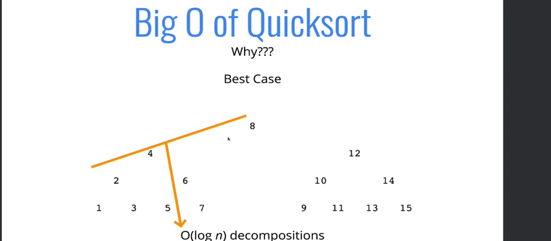At each level, each decomposition we make, we do n comparisons per decomposition. So that's happening when we're pivoting: we're comparing every other element one time. So that is how we get n log n. It's the same reason we got n log n with merge sort. Now let's talk about the worst case.